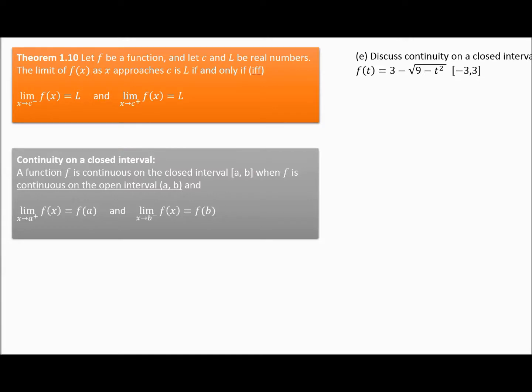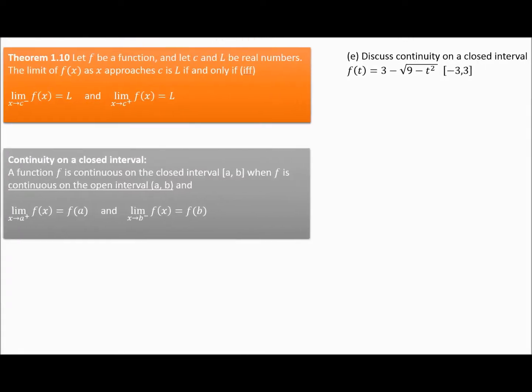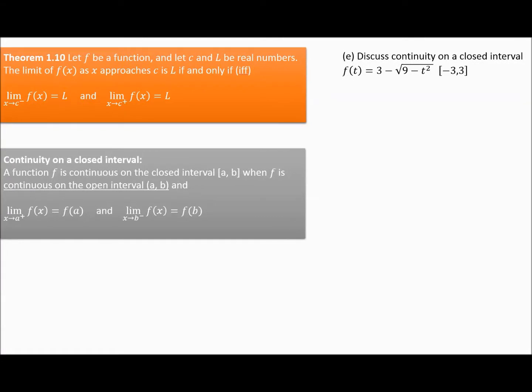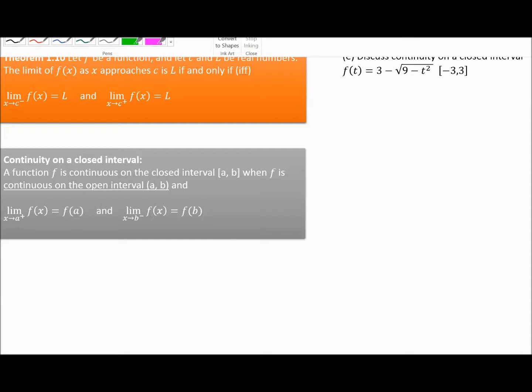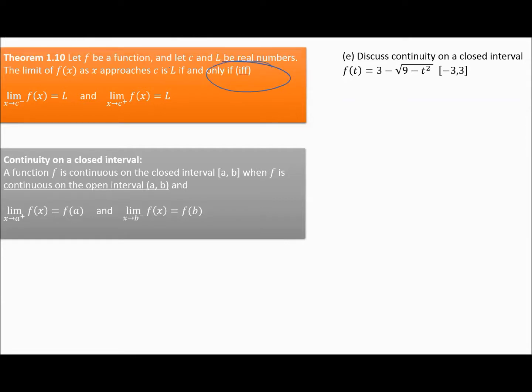Alright, so we have a theorem here. What this theorem says is, theorem 1.1: let f be a function and let c and L be real numbers, because they always are. The limit of f of x as x approaches c is L if and only if, by the way, if you start using "if and only if" a lot in your theorems, you could just write IFF. That means if and only if. It means you read it in both directions.